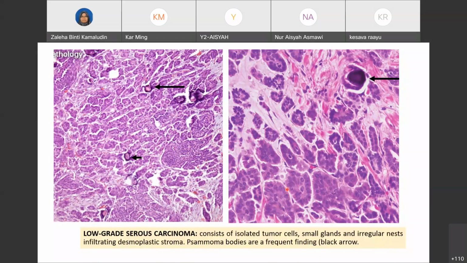You can see here the nuclei show an increased nuclear to cytoplasmic ratio, but the nuclei are almost uniform and do not have marked nuclear pleomorphism. Some of the nuclei are rounded, some are oval, and the nucleoli are not that prominent. They are inconspicuous, small, and sometimes can be ignored. Here, the one I marked with a black arrow is a psammoma body, which shows laminated concentric calcification.